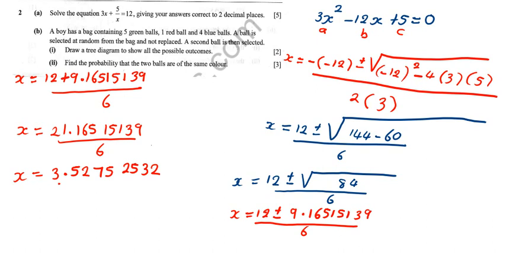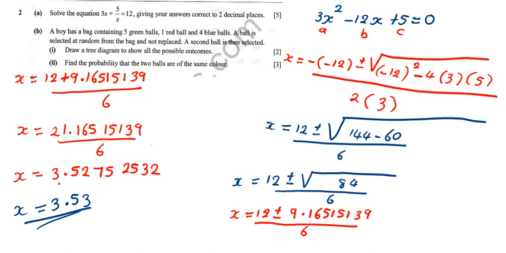According to the instructions which were given, they said to leave our answer to 3 significant figures or to 2 decimal places. So we round off our answer to 2 decimal places. We are getting x is equal to 3.53, because the 7 is greater than 4, so the 2 becomes 3. So that's our answer.